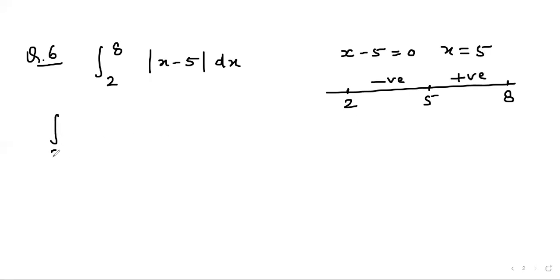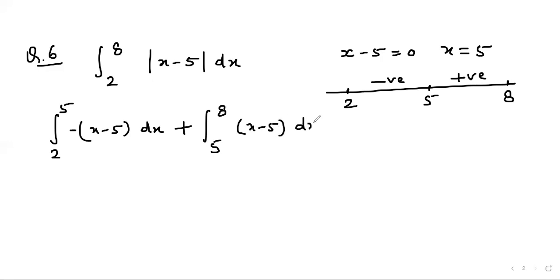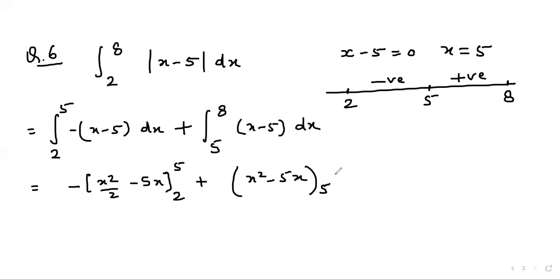So we write it as 2 to 5, and we write minus sign outside, (x minus 5) dx, and then from 5 to 8, function will be positive, (x minus 5) dx. Now we evaluate. So it will become minus of x squared by 2 minus 5x, limits 2 to 5, plus x squared by 2 minus 5x, limits 5 to 8. You know how to put the limit. So next part is left for you.